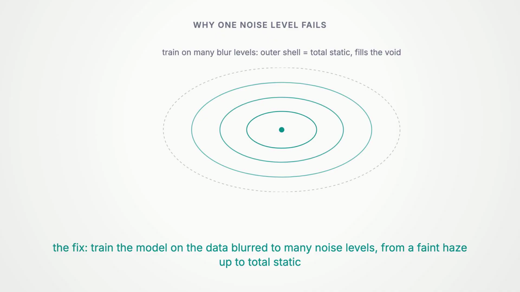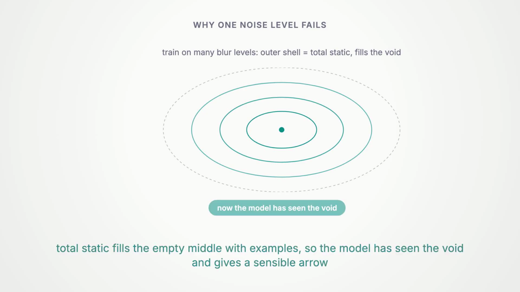The fix is the heart of it. Do not train the model on clean data and one tiny bit of noise. Train it on the data blurred to many different levels, from a faint haze all the way up to total static. Total static fills that empty middle with examples, so now the model has seen the void and can give a sensible arrow even there.